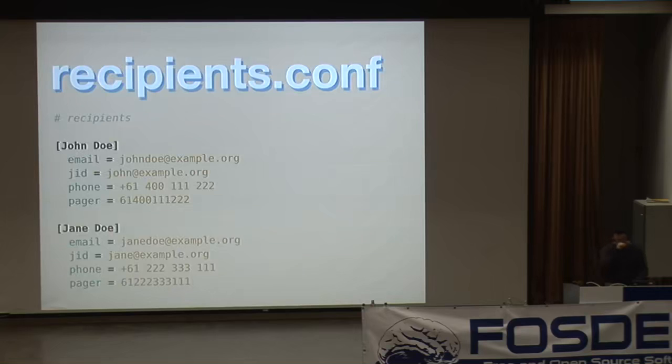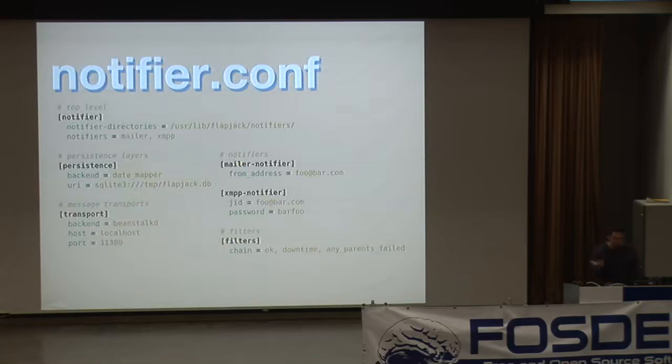So we have this recipients configuration file here, which eventually will probably be moved out into a database. But it's very, very simple. It's just an ini file. You specify a bunch of stuff here, and all of this information is made available to the notifiers when they decide that they need to notify. Then we have the notify configuration, which sets up all sort of deep, dark, mystic stuff inside Flapjack. But I'll talk about all these different sections here in a second.